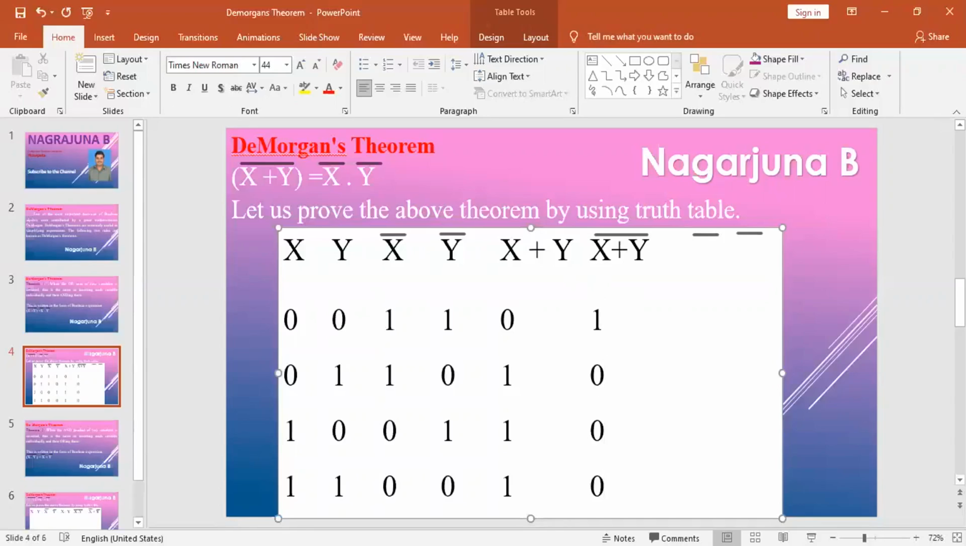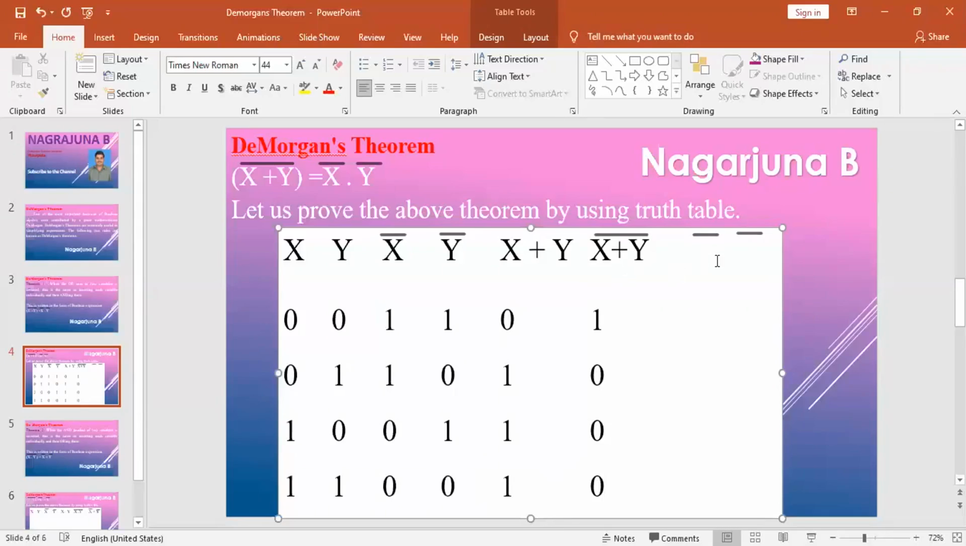Again it will be 0. X plus y is 0. For that purpose, x plus y bar will be what? 1. X plus y is 1. For that purpose, x plus y bar will be 0. X plus y is 1. Therefore, x plus y bar will be 0. X plus y is 1. Therefore, x plus y bar will be 0.